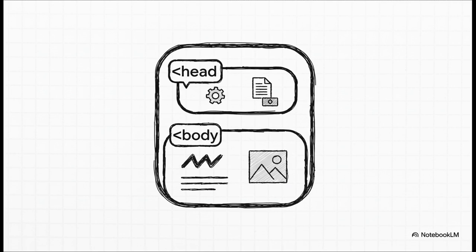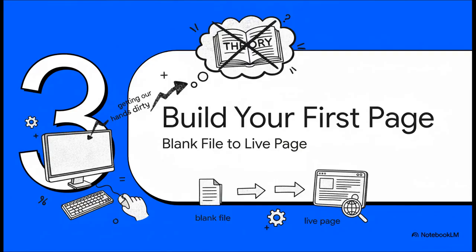You always start with an HTML tag. Inside that, you have a head, which holds all the background info, like the title you see in the browser tab. And then you have the body, and that's where all the good stuff goes, all the text and images you actually see on the page.